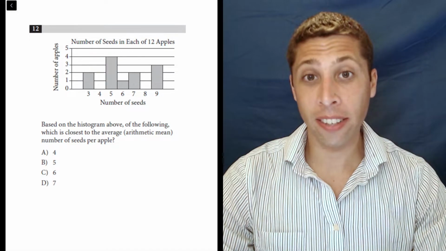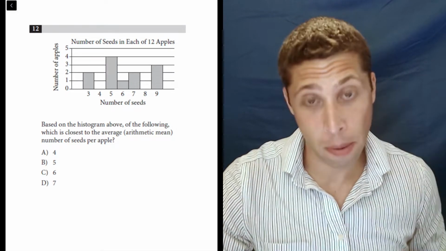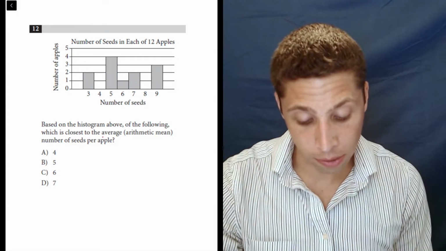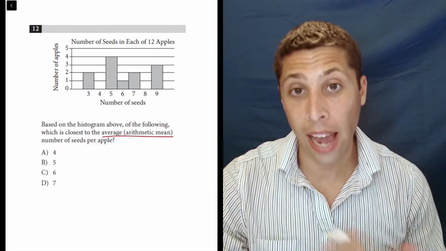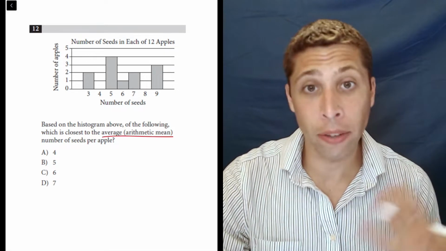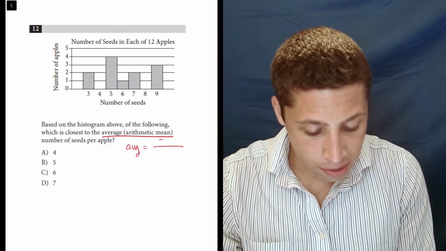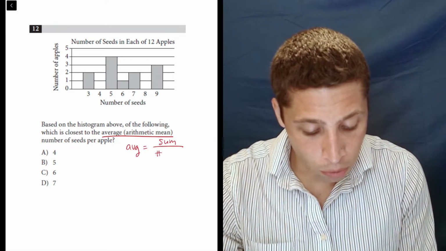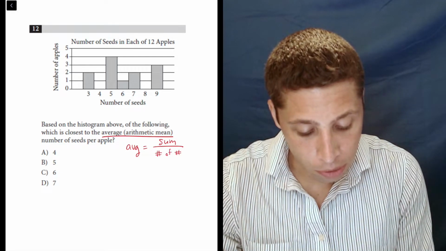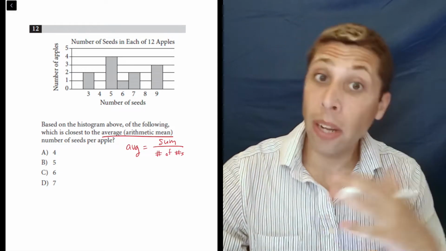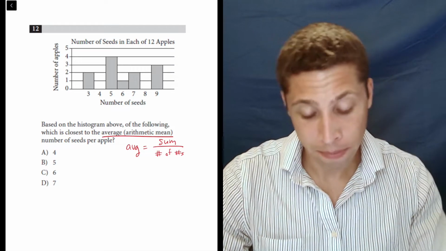All right, when we get into statistics, there are going to be some things that you need to memorize. Now, the most obvious one is we need to know the average formula, right? The average and arithmetic mean are the same thing, and we know that the average of some numbers is the sum of the numbers over the number of numbers. How many numbers? Lots of ways to phrase that, but that's the formula.